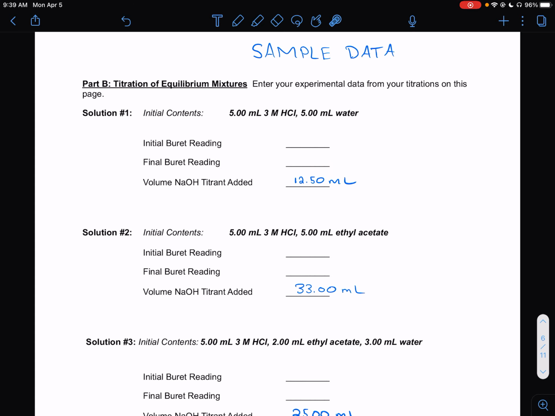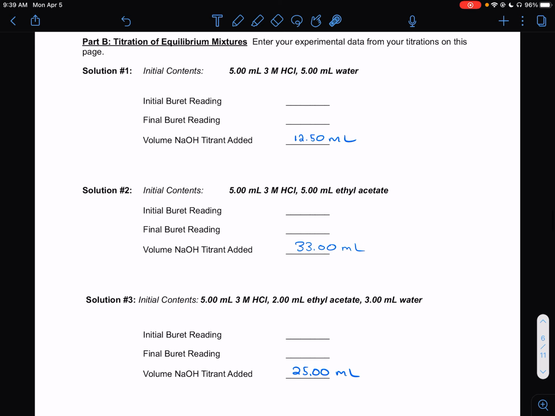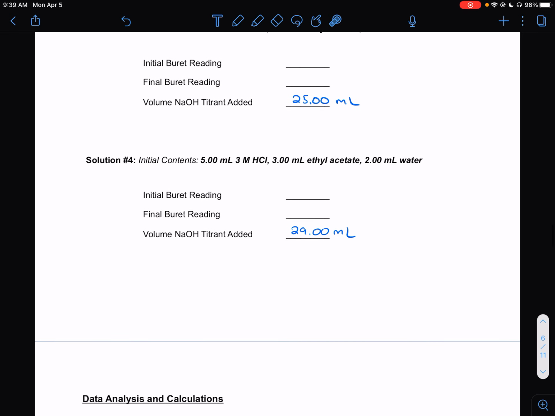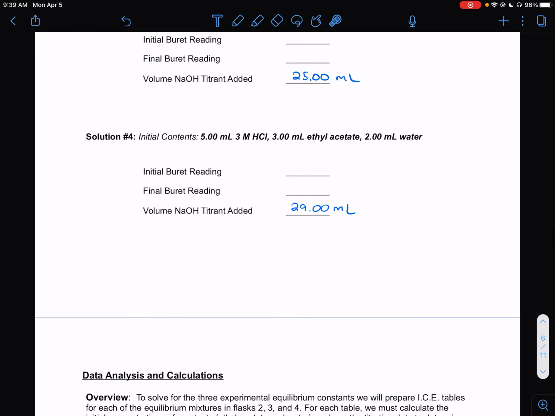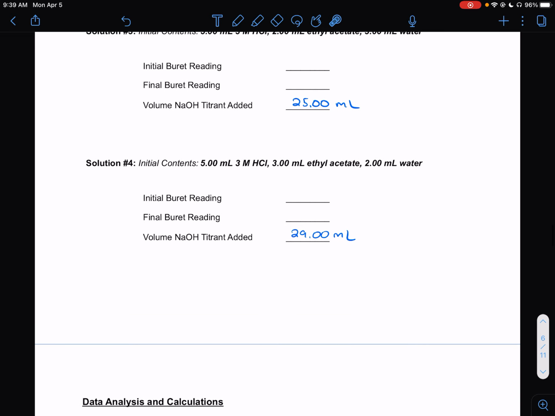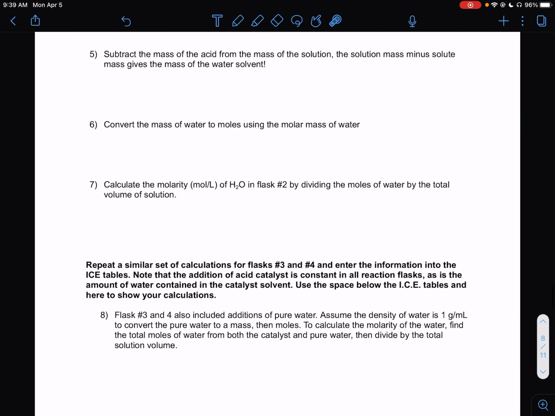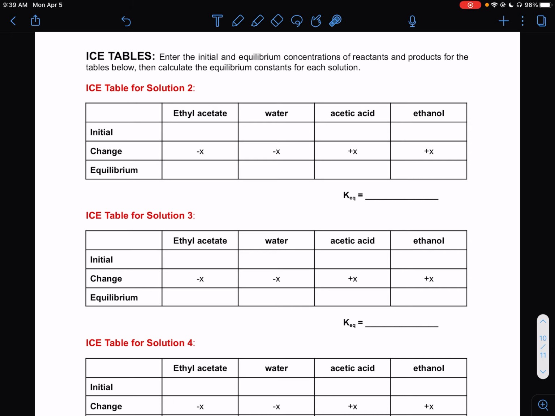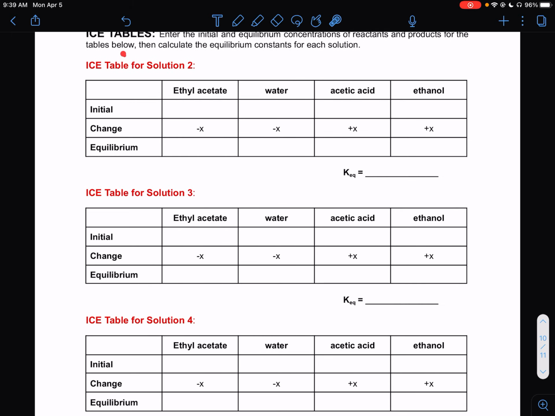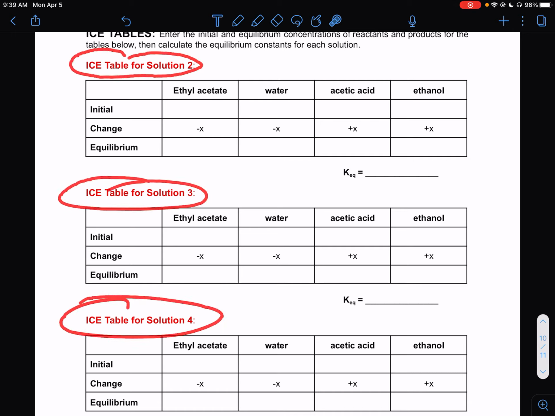Recall the goal of this lab is to determine the equilibrium constant for the reaction of ethyl acetate and water to produce acetic acid and ethanol. In order to do this, we're going to eventually have to go through an ICE table. If we scroll down just to show you where we're going, we have really three reactions that we looked at: Flask 2, Flask 3, and Flask 4.